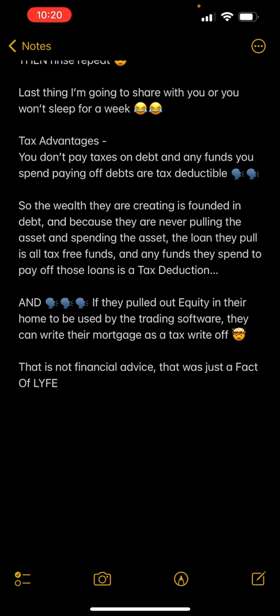evasion, right? And if they pulled out equity in their home, guys, this blows my mind as well. If they pulled out equity in their home to be used by the trading software that they can show is turning them a profit, so therefore their home is being used for business, they can write their mortgage off as a tax write-off.